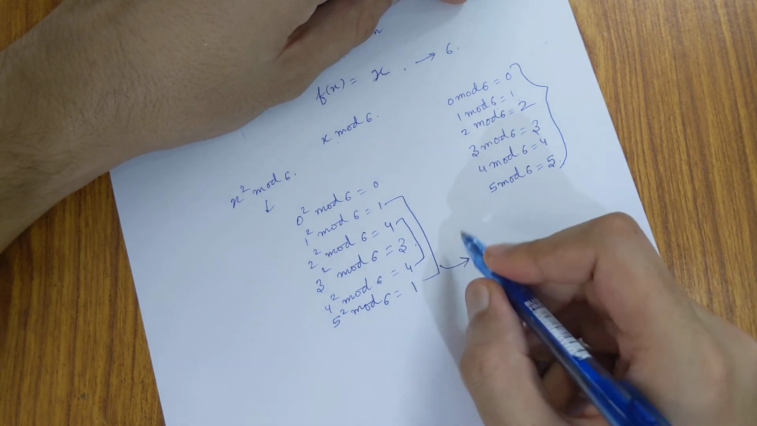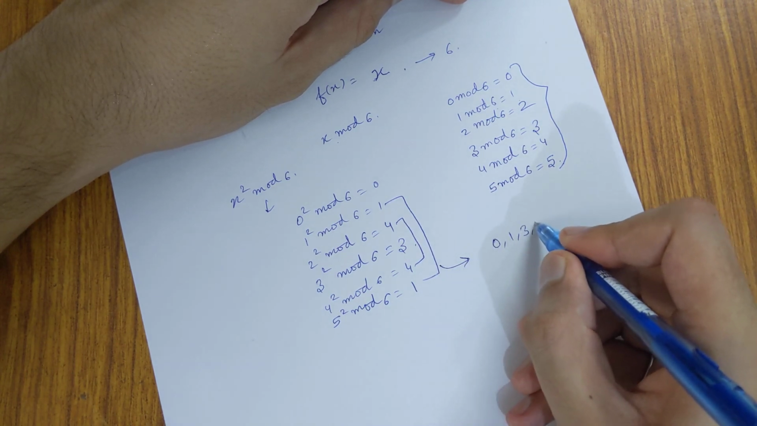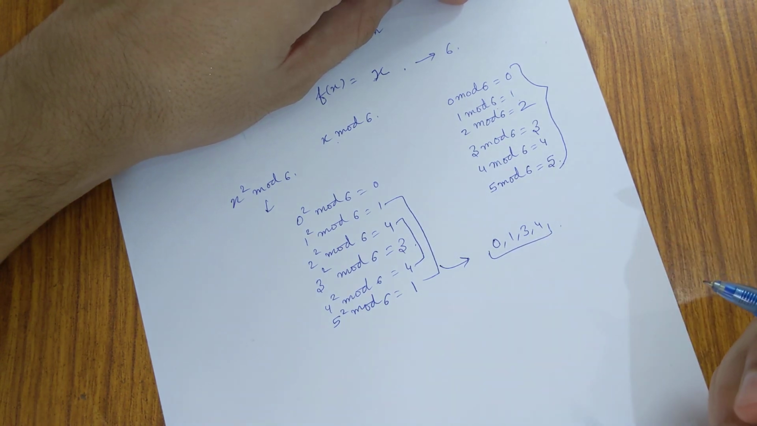So here the residue classes are 0, 1, 3 and 4. Only 4 values.